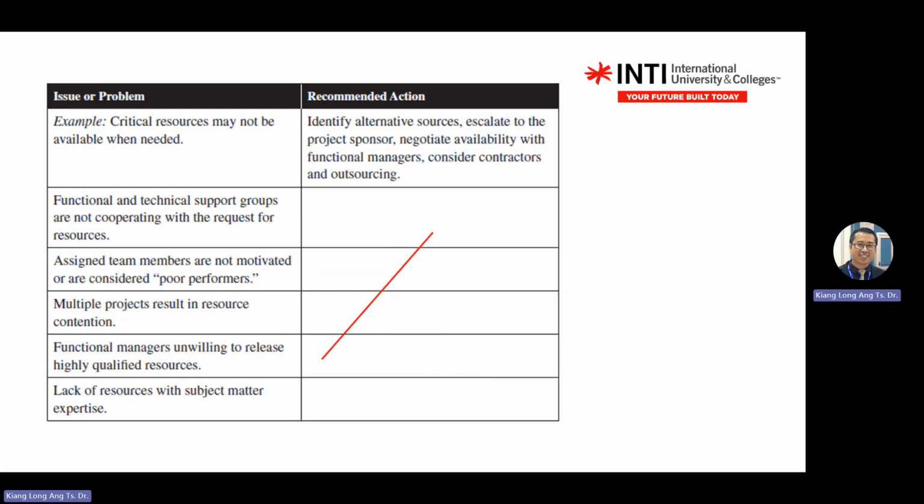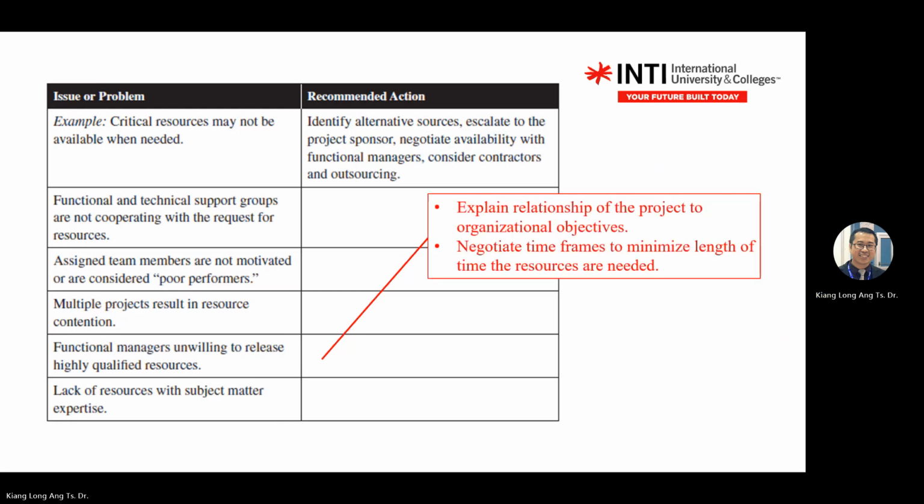Functional managers are willing to release highly qualified resources to you. You have an issue with FM, how do you resolve? You need to explain, then you need to negotiate. Don't give point form in your answer. You need to write in paragraph form. And I'm looking for explain and negotiate in your answer.